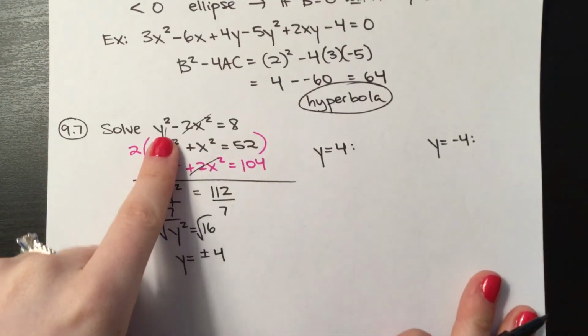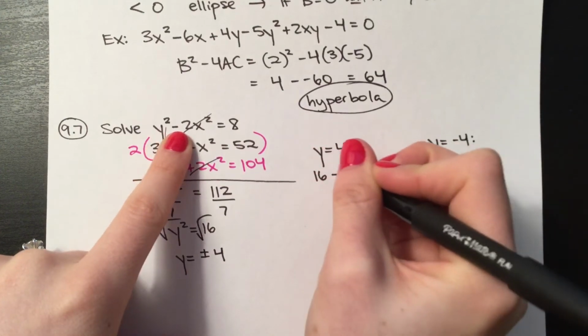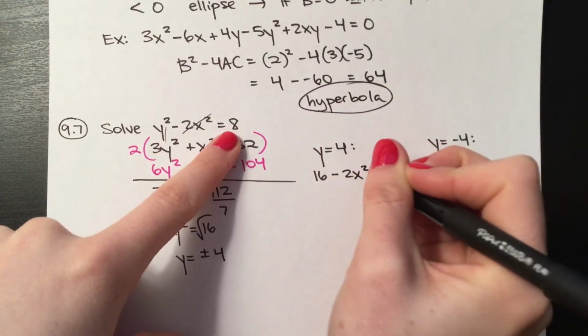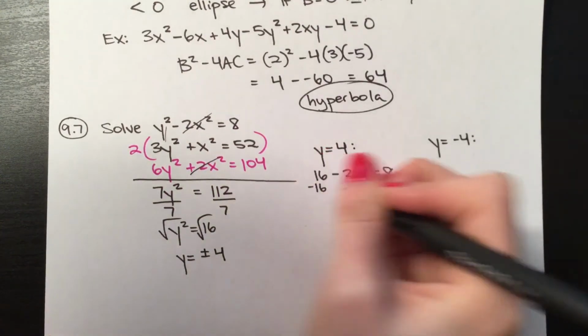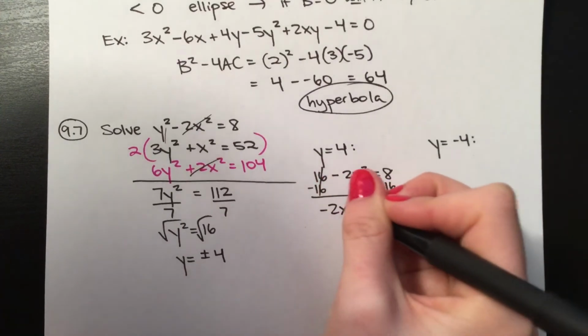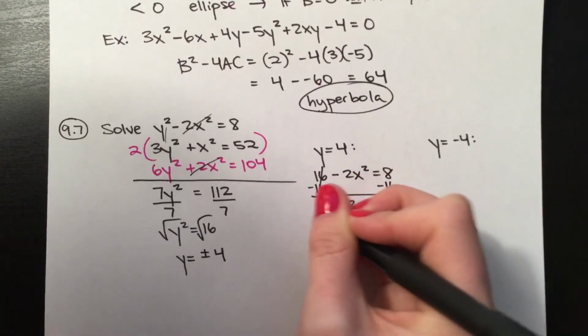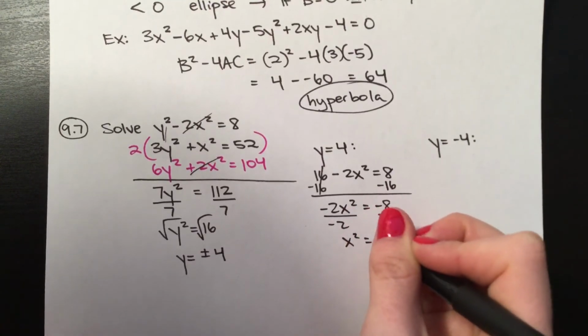So I can plug it just right into this first equation. So positive 4 squared is 16 minus 2x squared equals 8. So I'm going to simplify that. I'll subtract this 16 from both sides. So I have negative 2x squared equals negative 8. Divide by negative 2. So I get x squared equals 4.